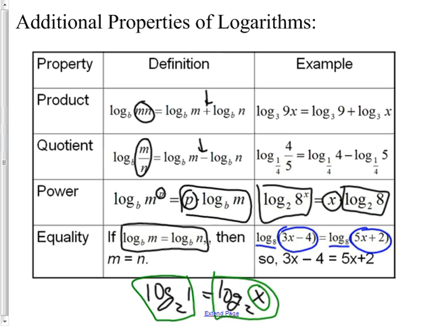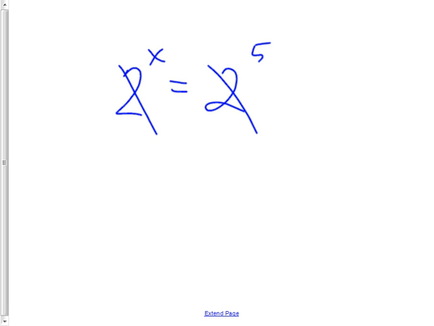So the way I like to think of that is that if they have the same base, they can cancel. You remember that rule? Remember when we had like 2 to the x equals 2 to the 5? If these are the same, then the answer is these are equal. It's kind of like those 2's canceled. Do you remember that? It's like that.